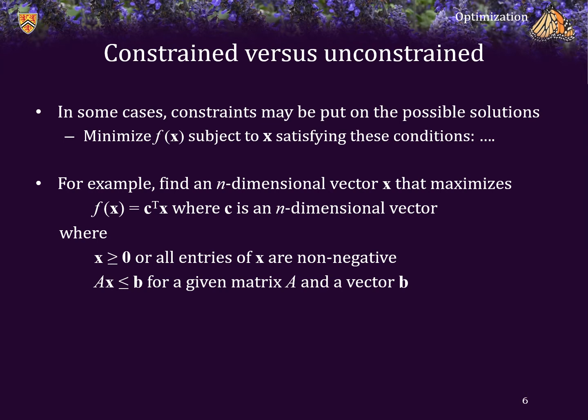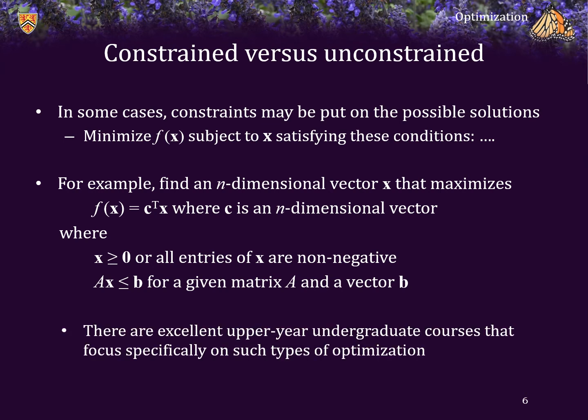So a vector a times x is less than or equal to a vector b if each entry of a times x is less than or equal to the corresponding entry of the vector b. Now, there are excellent upper year undergraduate courses that focus specifically on covering such types of optimization. The one described above is solved using linear programming and uses techniques such as the simplex method. These techniques will not be covered in this course.